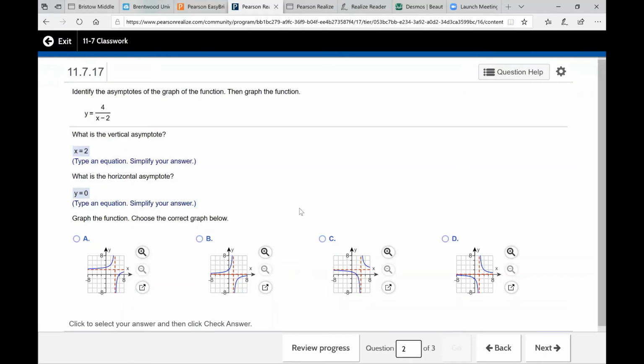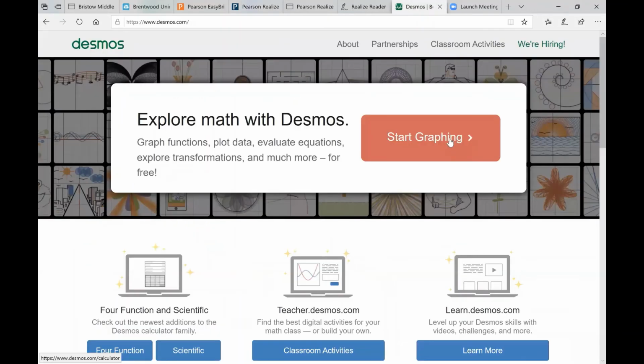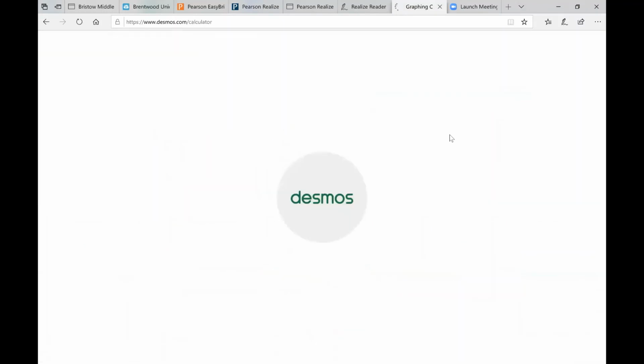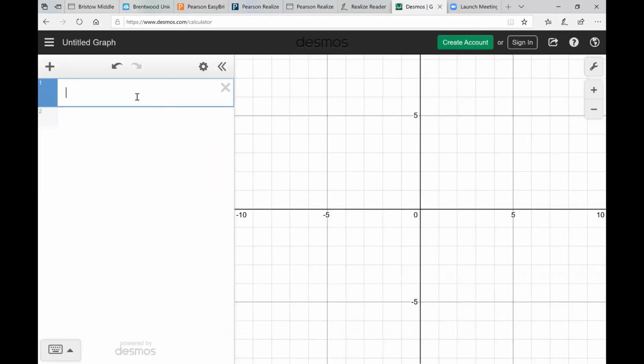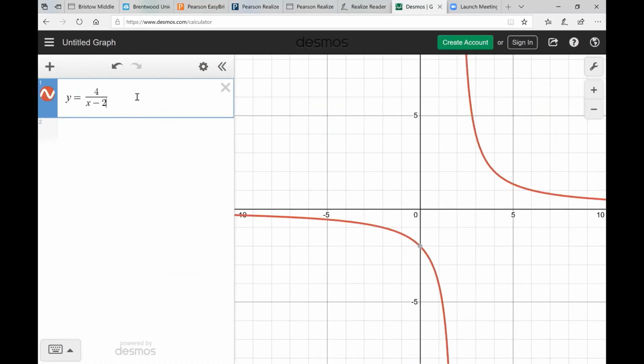Well, we're at a point where we haven't really learned to do this. You could make a table and check your table, but I think it's just easier to put this into Desmos. So I already have Desmos open. I'm going to need to do 4 divided by X minus 2. So here's Desmos.com. Click on Start Graphing. And I'm going to type in Y equals 4 divided by X minus 2. And I'm just going to take a look at my graphs. All right, so I've got a graph approaching 0 in quadrant 1.